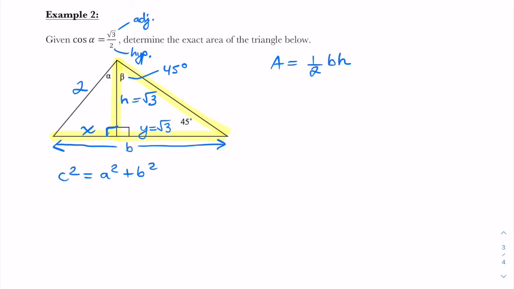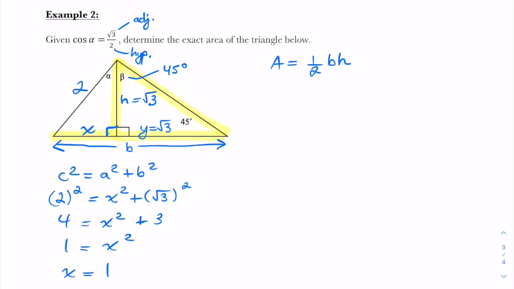And now we substitute, c would be 2. For a, we can plug in x. And for b, we'll plug in the height, which was the square root of 3. And now we simplify. This becomes 4 equals x squared plus 3, because the square root of 3 squared gives you back 3. Subtracting 3 from both sides, we get that 1 equals x squared. And finally, square rooting both sides, we get that x equals 1.